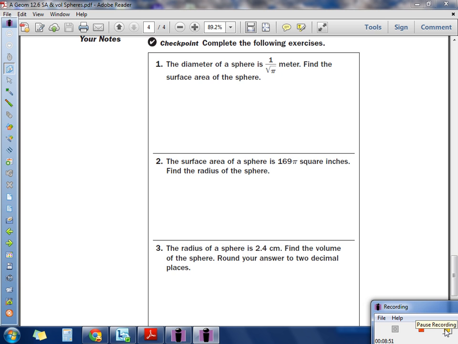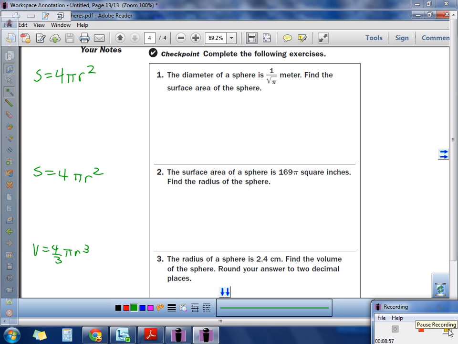All right, here are our last 3 questions. These are your checkpoints. Go ahead and work on these 3 questions. All right, here we go with these checkpoints. I've already written the formulas out to the side. If I say surface area, I wrote that formula. If it says volume, I wrote that formula.